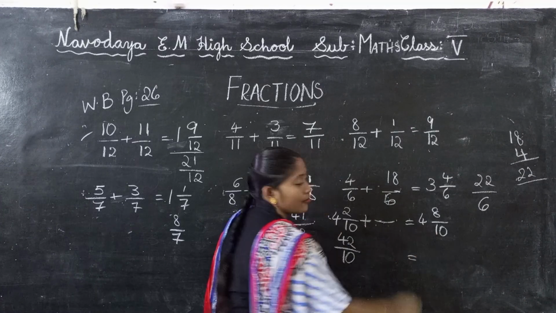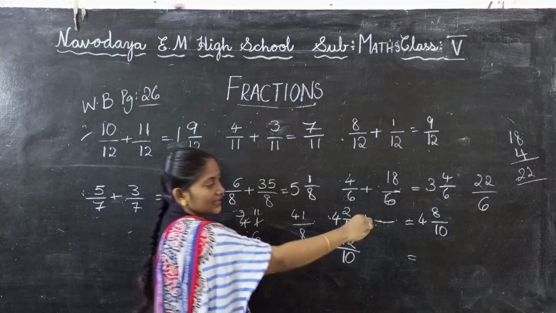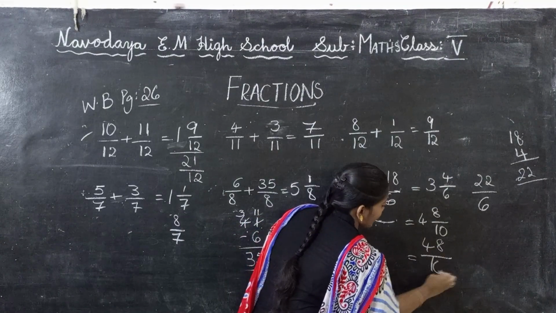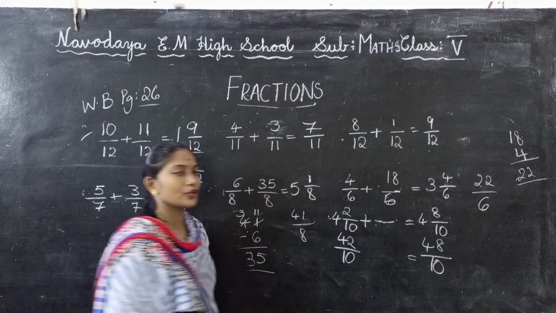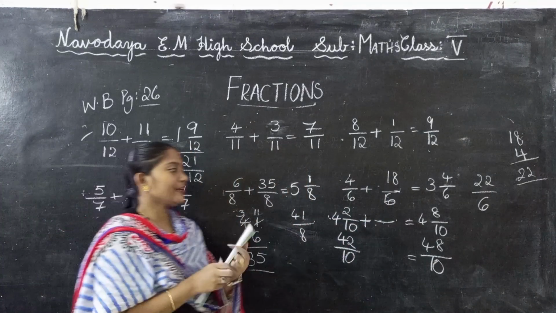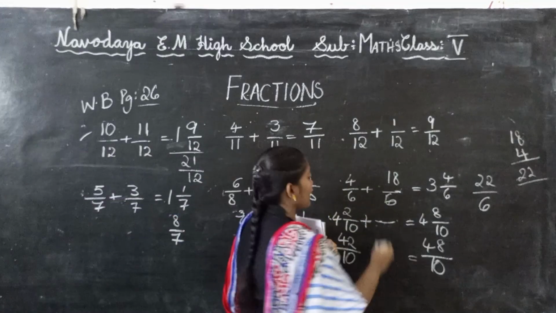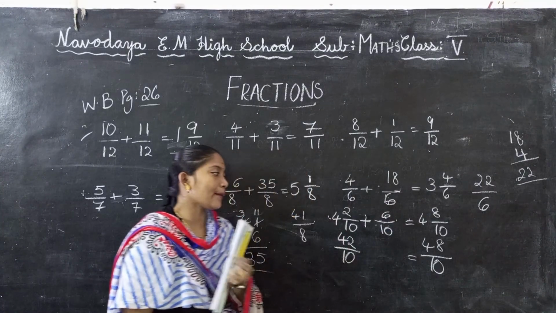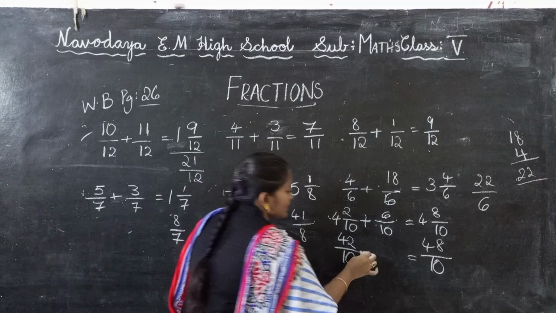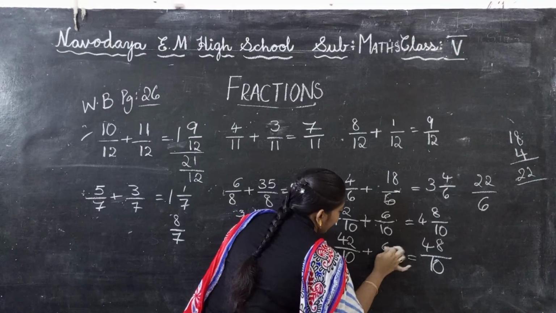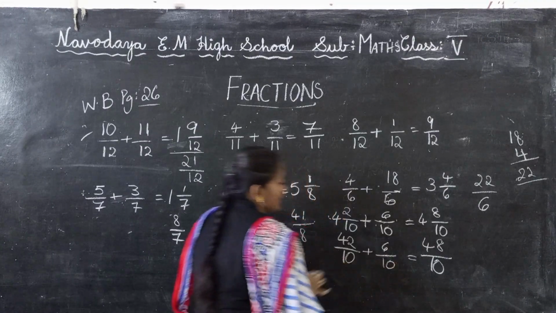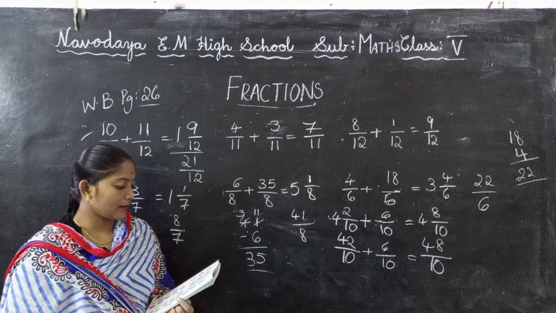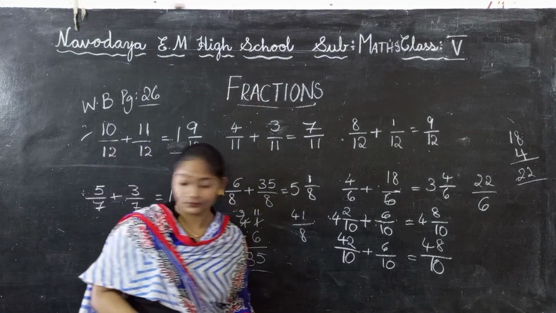Here 10 fours are 40 plus 8, 48. What is that? 48 upon 10. How much I have to add for 42 to become 48? If I add 6 upon 10, it becomes 48 upon 10. So 42 plus 6 is 48. So 48 upon 10. Now the next one.